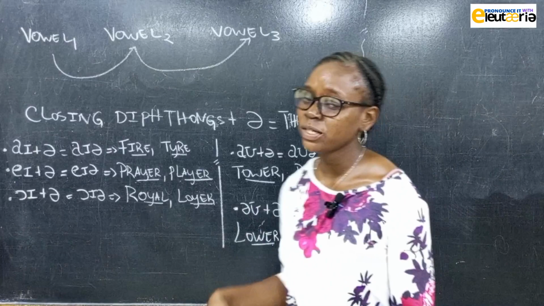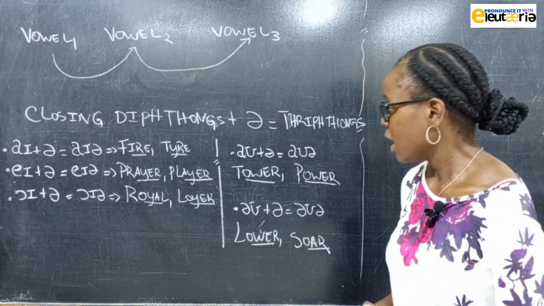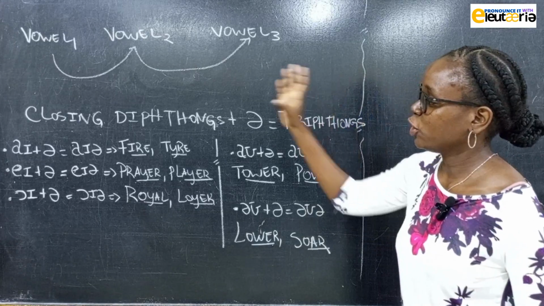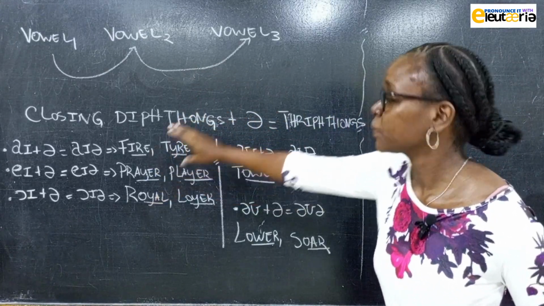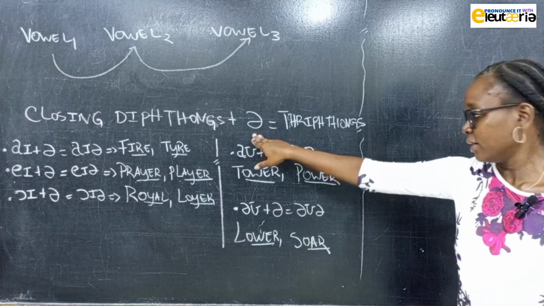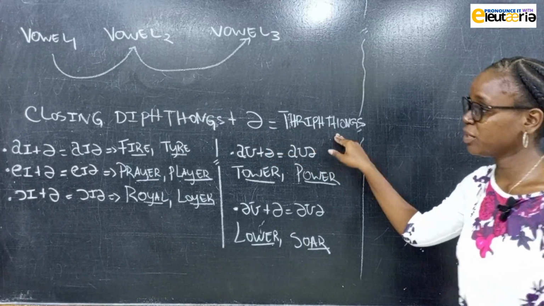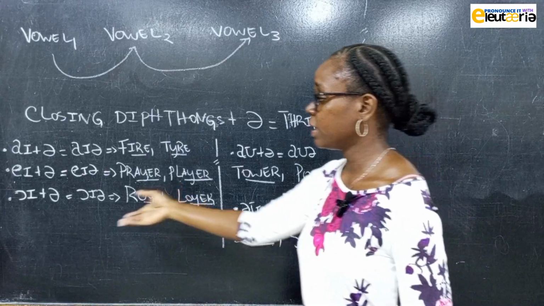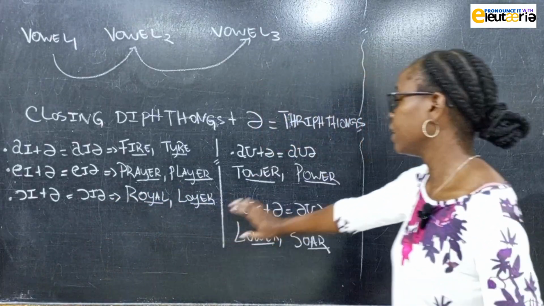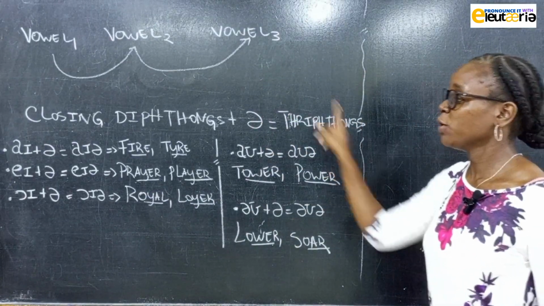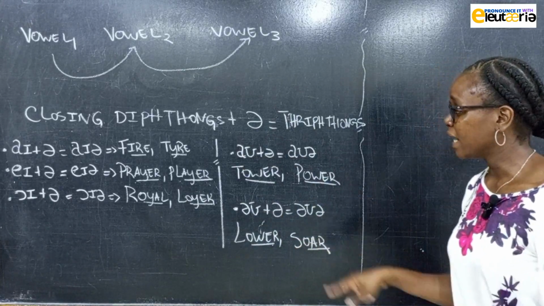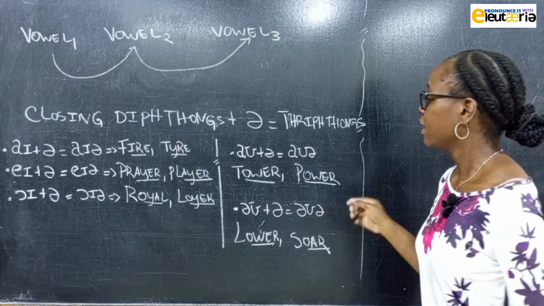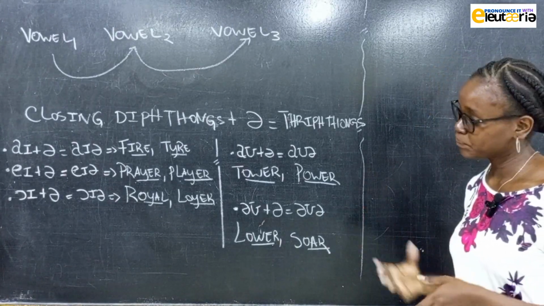Now, what exactly is a triphthong? We form a triphthong by joining a closing diphthong with schwa. And then we have a triphthong. We have the closing diphthongs, remember, the ones that end in e and the ones that end in u. All of them glide until they meet the schwa vowel and they form a triphthong.